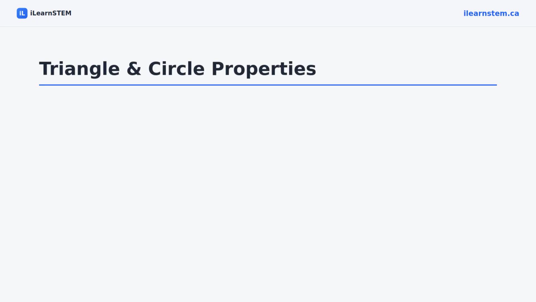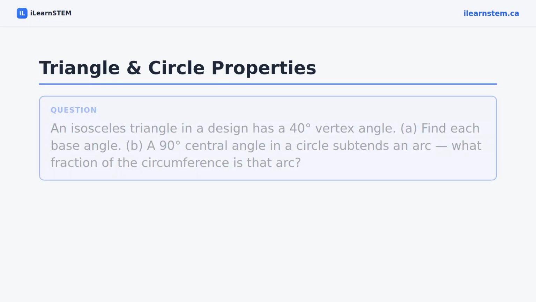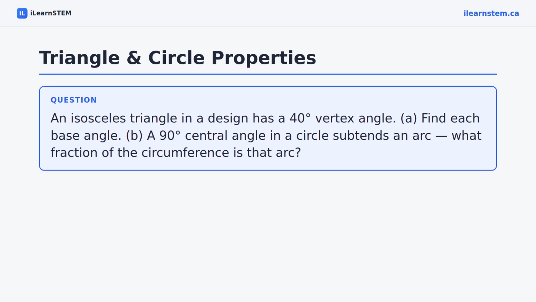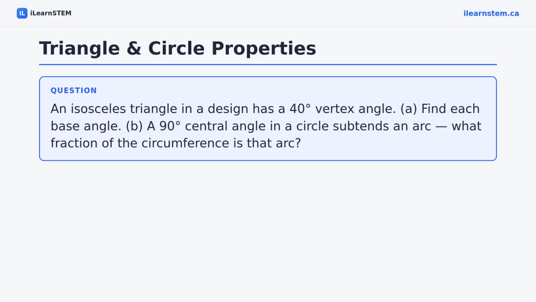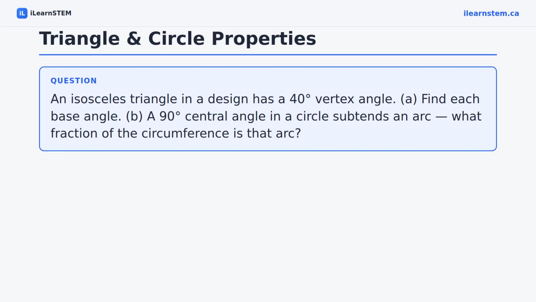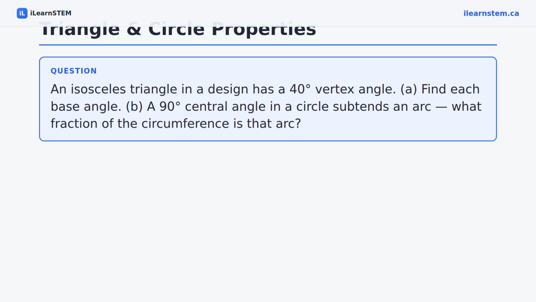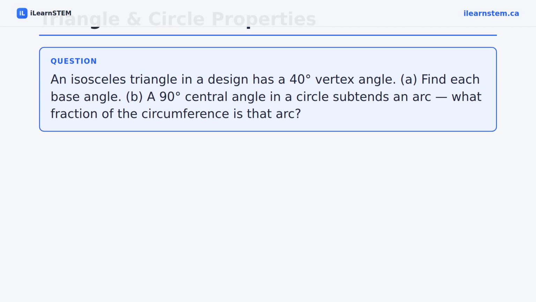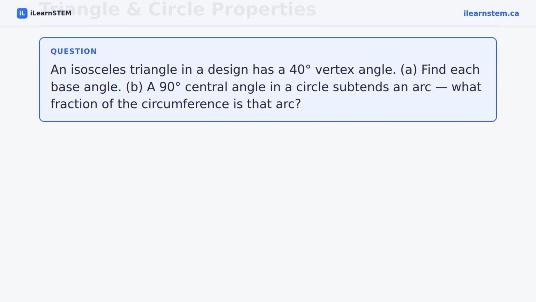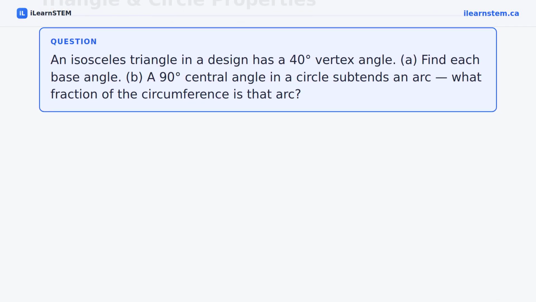We'll practice finding base angles of an isosceles triangle and the fraction of a circle's circumference for a given central angle. Here's the problem. An isosceles triangle in a design has a 40-degree vertex angle. Part A, find each base angle. Part B, a 90-degree central angle in a circle subtends an arc. What fraction of the circumference is that arc?